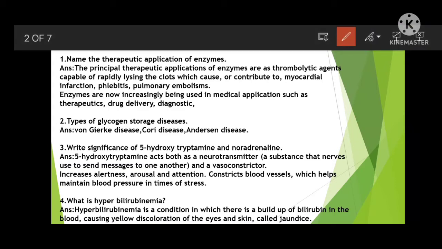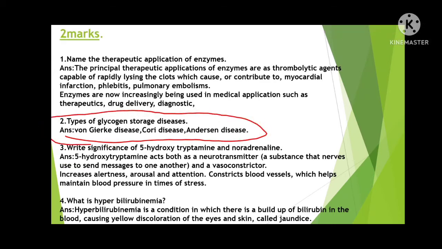Next one, types of glycogen storage diseases. See, von Gierke disease, Cori disease, Anderson disease. These are the three diseases. Those are glycogen storage diseases.